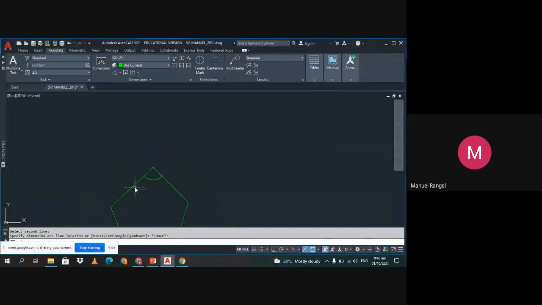So for example, these are the lines, no? The angle from this line going to this line would be called the deflection angle. On this point, the deflection angle is from this line to this line. So that is called a deflection angle.